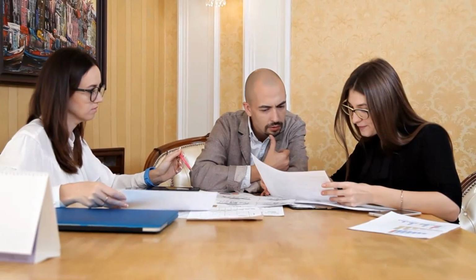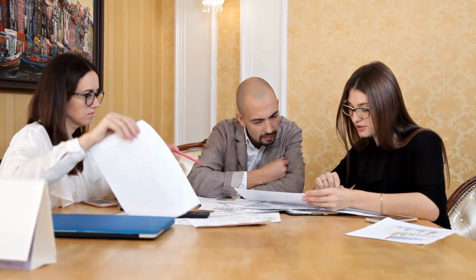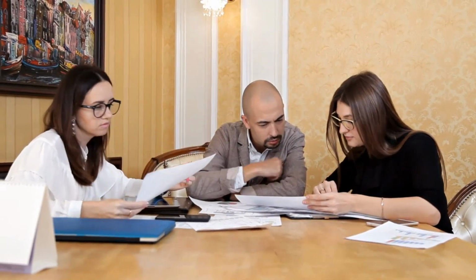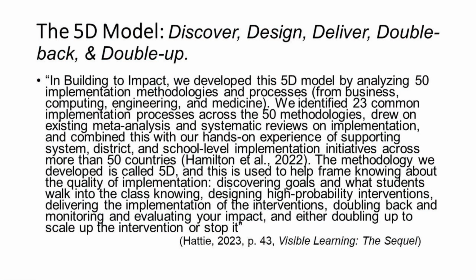The next one is designing high probability interventions. So that's the second D. The third one is delivering the implementation of the interventions. The fourth one is doubling back and monitoring and evaluating the impact. So looking back to see what happened and was it successful. And then of course, either doubling up to scale up if it worked, or stopping that and going back to the shelf and choosing something else that is likely to work.